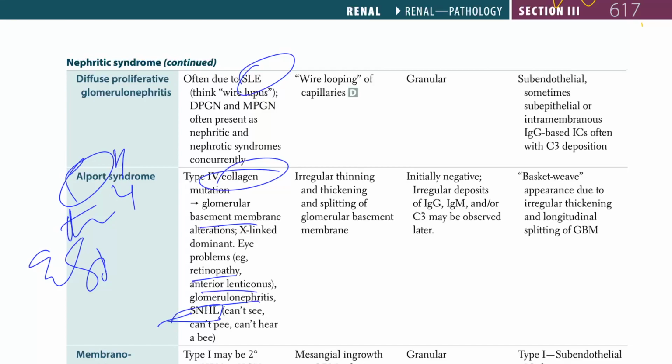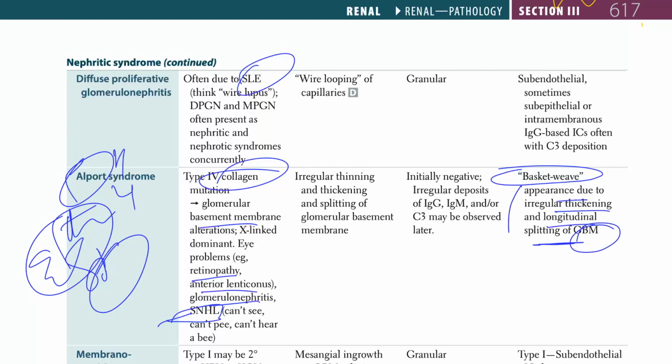Now, importantly, on electron microscopy, you have this basket weave with laminated appearance. If they have mentioned laminated appearance of the glomerular membrane, it is due to irregular thickening and longitudinal splitting. Why do we have basket weave? We talked about it, splitting and thinning and longitudinal splitting of the glomerular membrane.